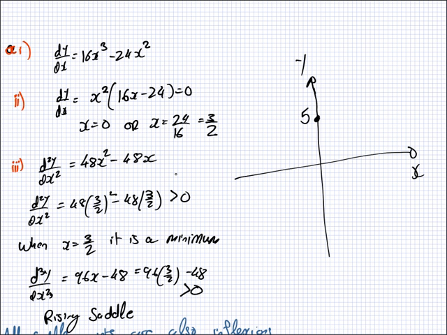And then I have to sub in 3 over 2. And what do I get for 3 over 2? What do I get for y if you sub in 3 over 2 for x? Minus 7 over 4?